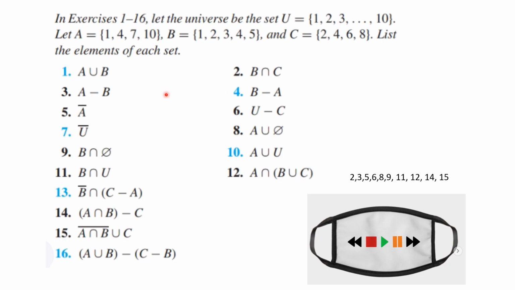So here's a problem for you to do. We let set A be this, set B be this, set C be this, and this is the universal set. You want to list the elements in each set, and I'm going to ask you to do problems 2, 3, 5, 6, 8, 9, 11, 12, 14, and 15. You know what to do.